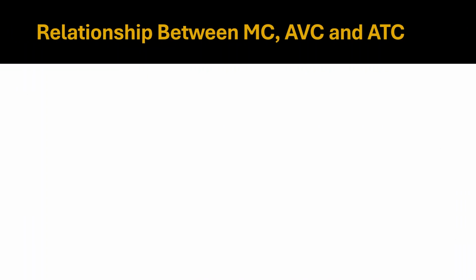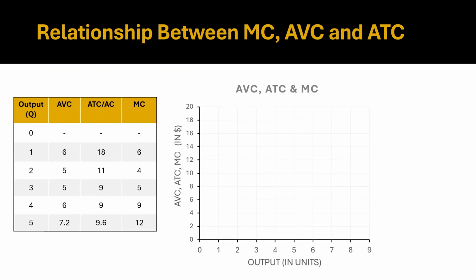Now comes a very important relationship that examiners love to test. We are going to understand the relationship between MC, AVC, and ATC together. Now, if you look at the table, first let's draw the graphs.